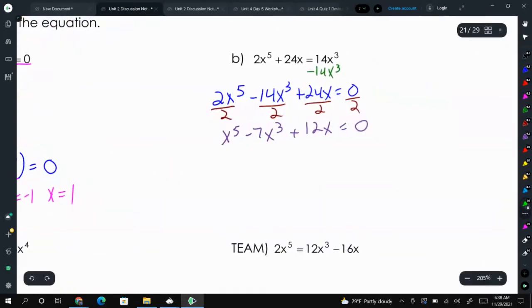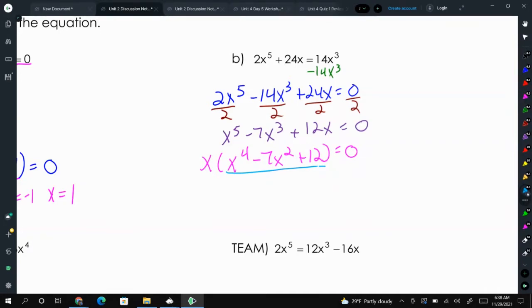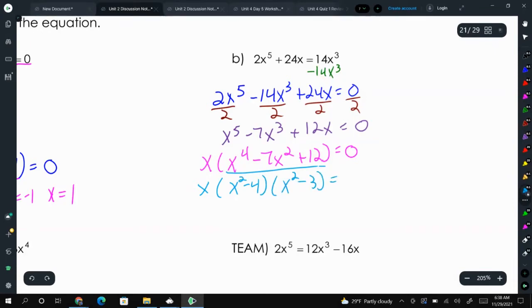So over here, let's factor out an x. x to the 4th minus 7x squared plus 12 equals 0. And then we're going to factor this. Two numbers that multiply to positive 12 but add to negative 7. That's going to be x squared minus 4, x squared minus 3 equals 0.